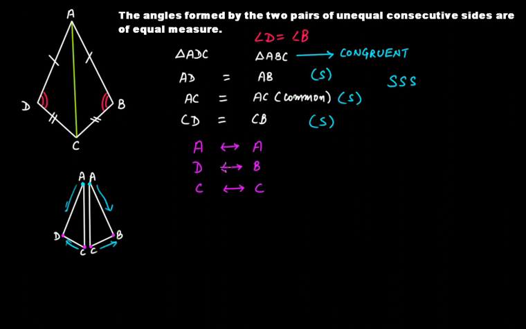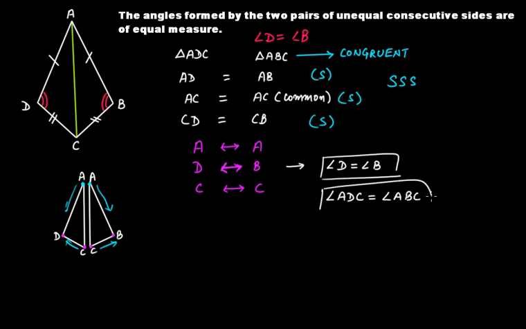So from this, since D and B are corresponding vertices, we can say that angle D is equal to angle B, because we have already established that these two triangles are congruent, right? So angle ADC is equal to angle ABC. That's what we have to prove here.